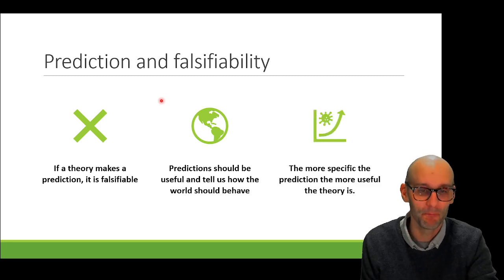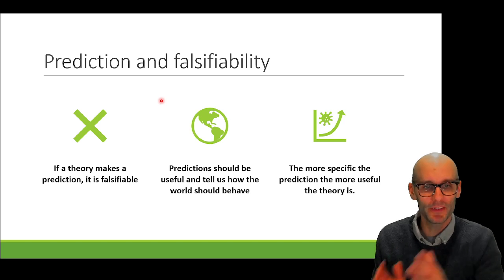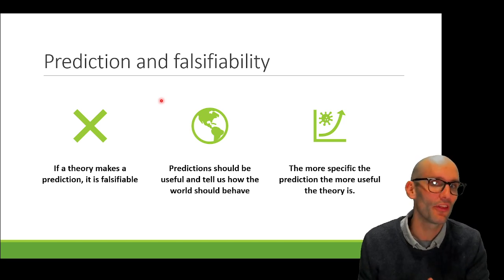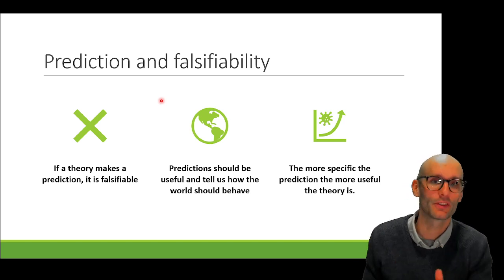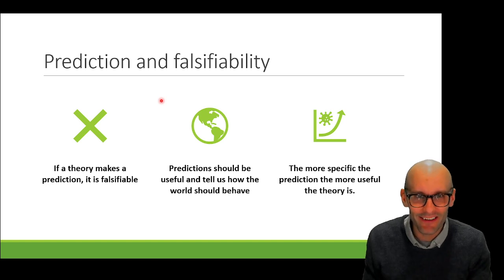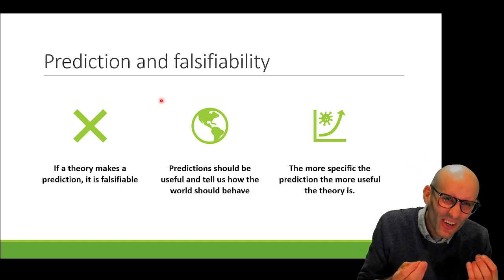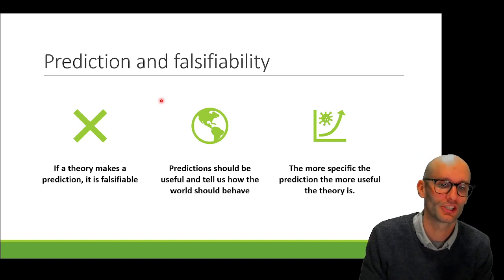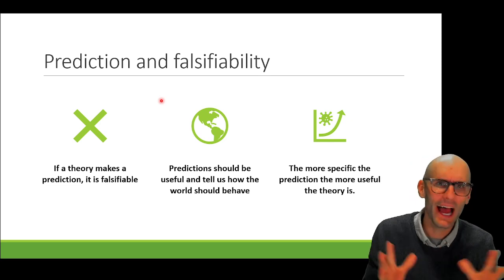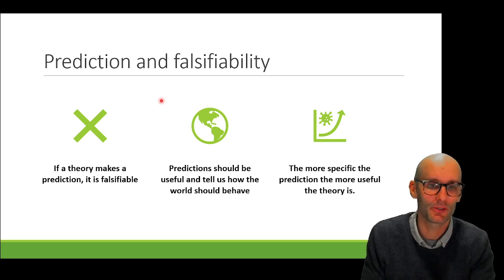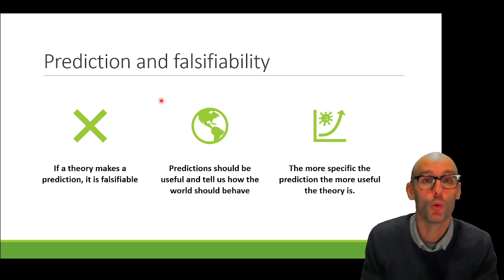It's not useful. And the more specific the predictions are, the more useful the theory is, and the more falsifiable a theory is. So vague theories that are still technically falsifiable, but aren't making specific predictions, aren't good theories. They need to make specific predictions, and that will make them more useful.